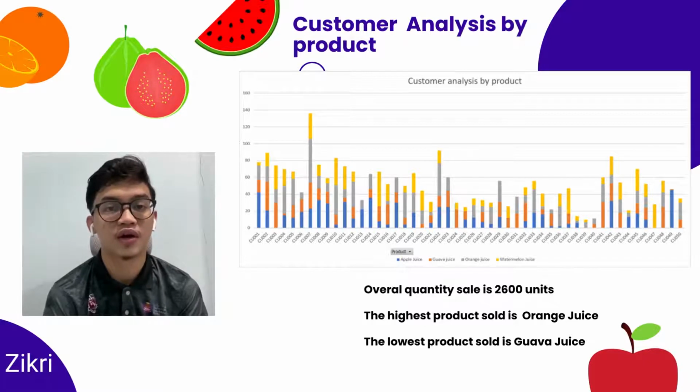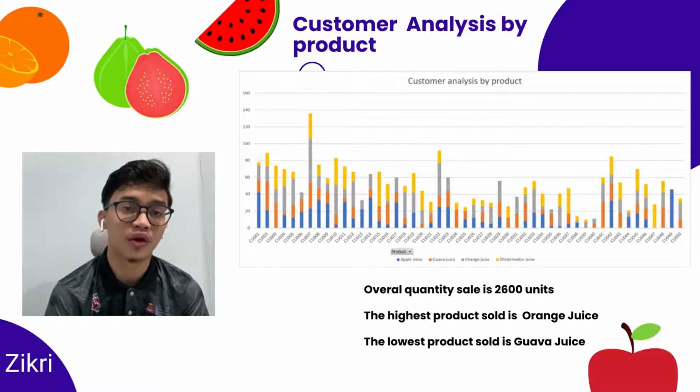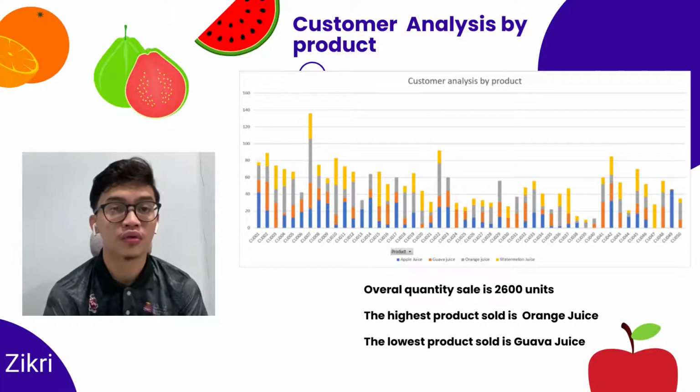Next, we do customer analysis by product. According to the stack bar chart, we found that the most popular product sold is orange juice. This may be because orange juice is the favorite juice of Malaysian people, while guava juice is the lowest product sold to customers in Malaysia.